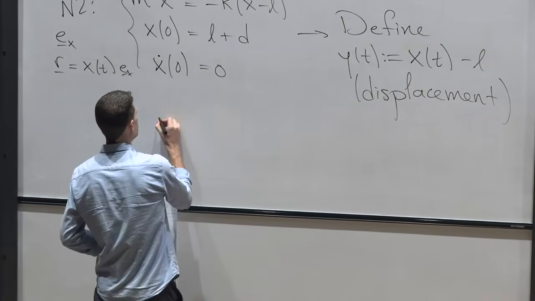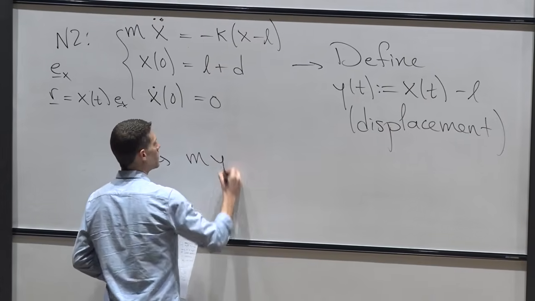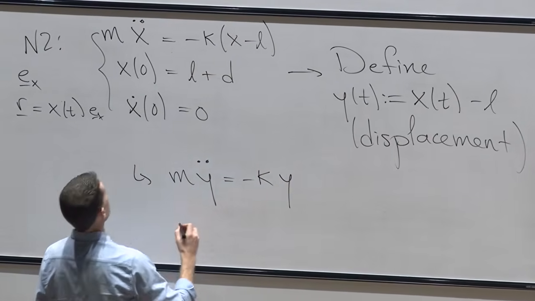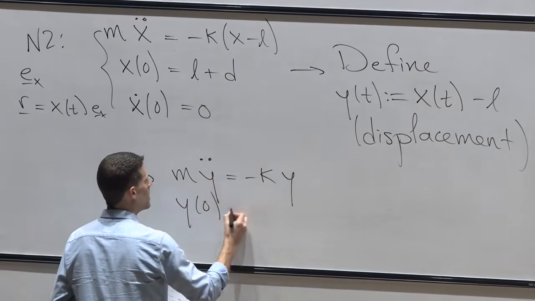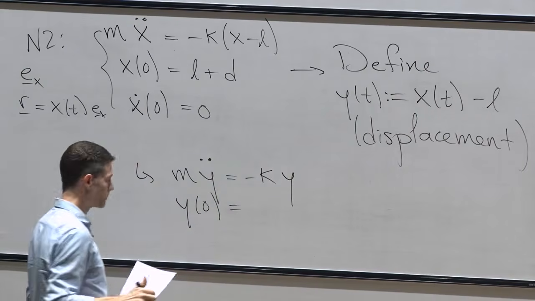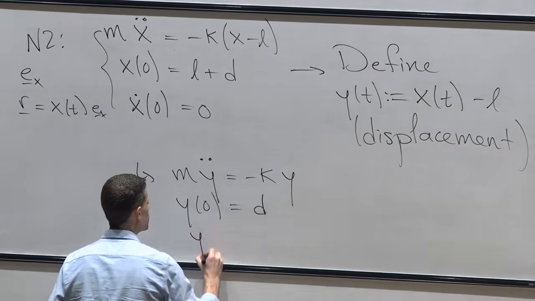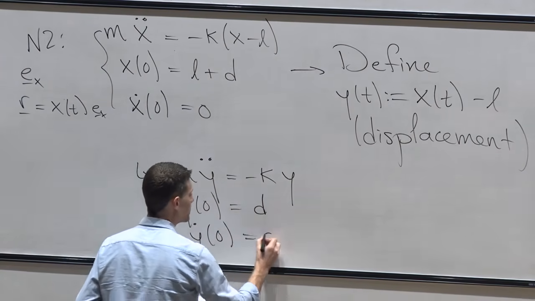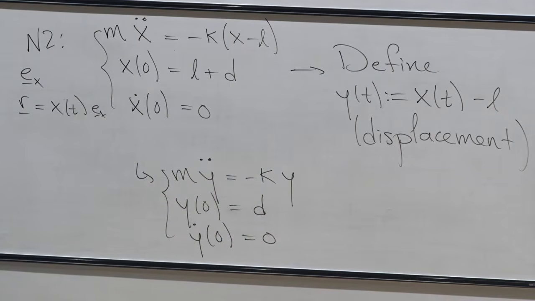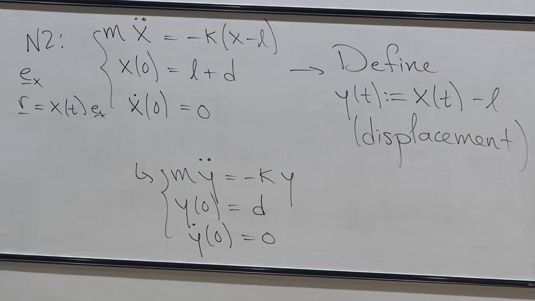So we get m y dot dot equals minus k y, y of 0 is just d, y dot of 0 is 0. Probably you recognize that. It gives simple harmonic motion. y is just sines and cosines.